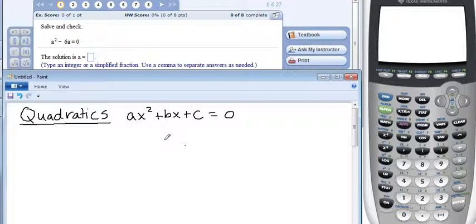Remember, linear had a power of 1 on it, so we knew that was a line. It made a graph that looked like that. Since this has a 2 on it, all of these are parabolic. They're either going to look like that or like that. We're going to learn all about quadratics in a later chapter.